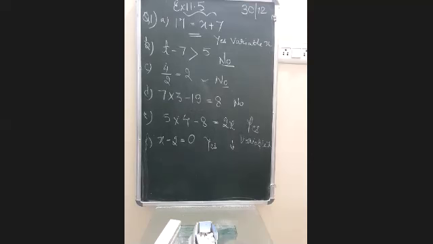Now last but not the least, that is O. 7 minus x is equal to 5. It means you are saying that it is an equation, with the variable x.